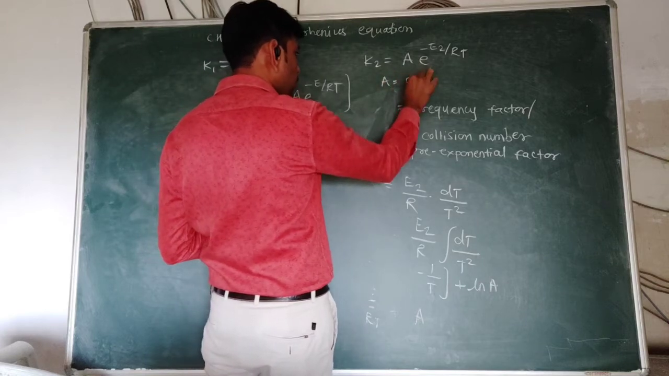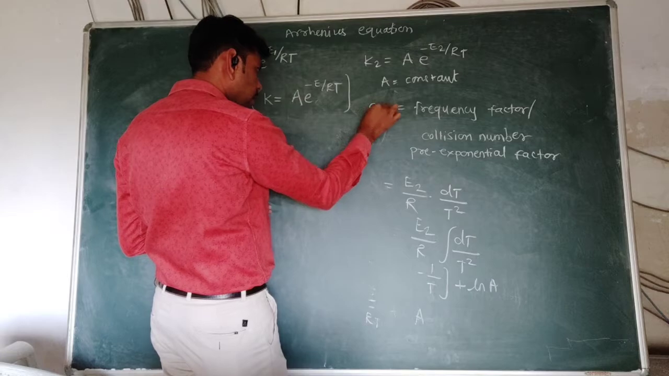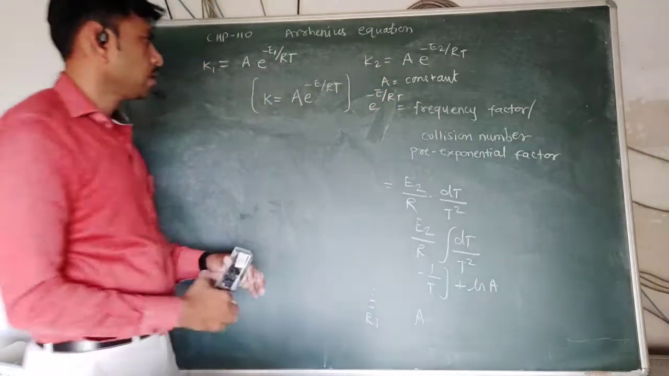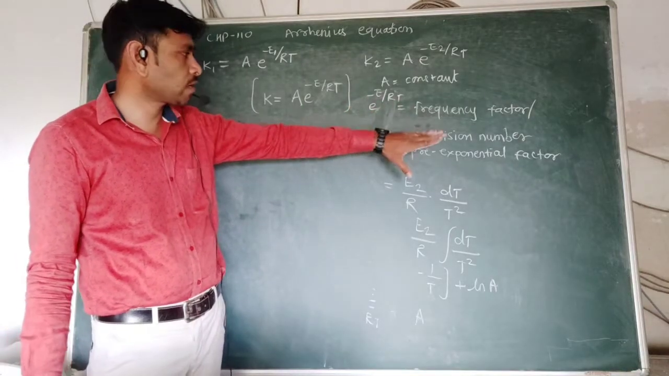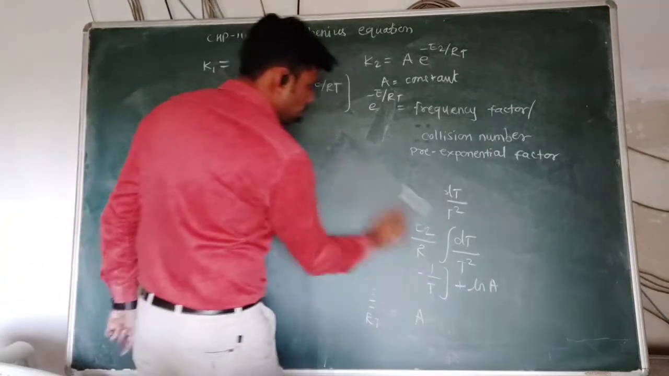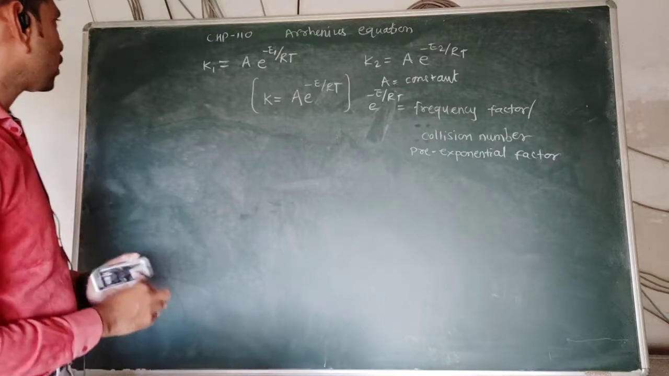Sometimes in this Arrhenius equation, the A is taken as a constant, and the factor e raised to minus E upon RT is called the frequency factor, collision number, or pre-exponential factor. So in this format we have written the equation.